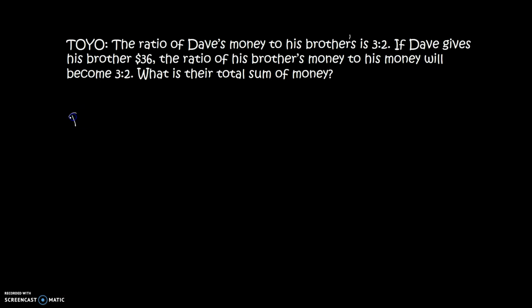So let's start with modeling Dave to Bro. So Dave has 3 units. Brother has 2 units.